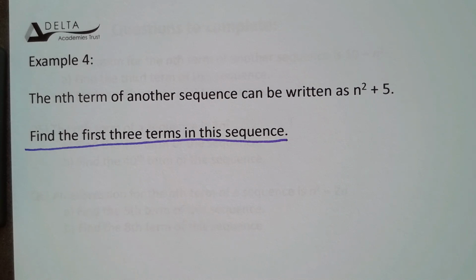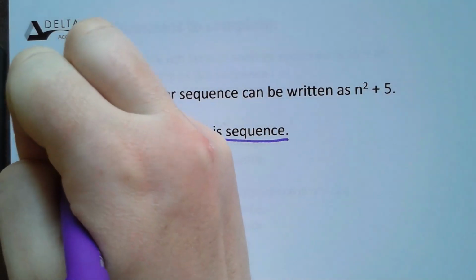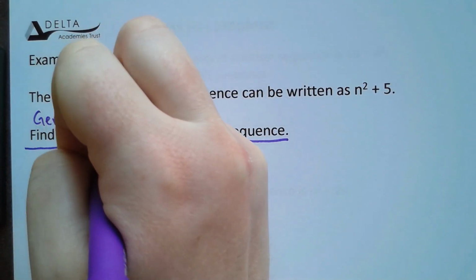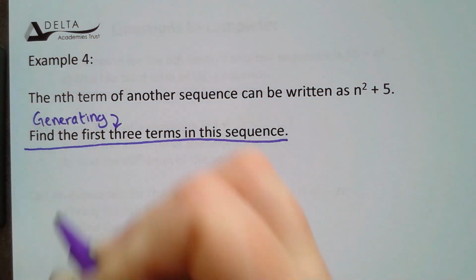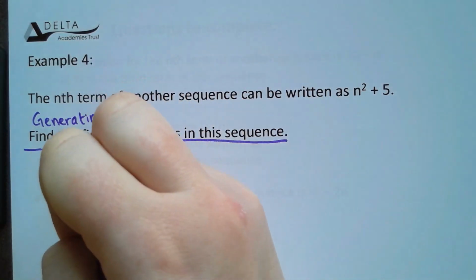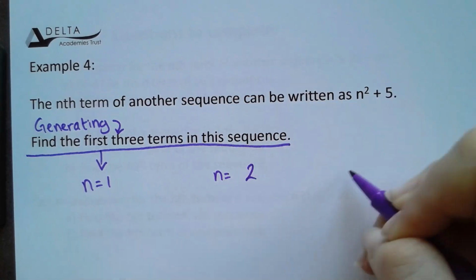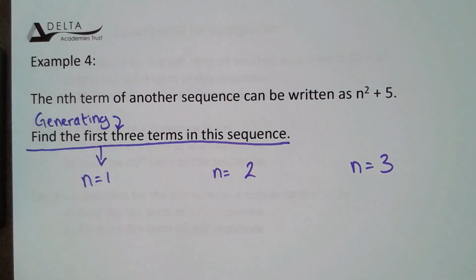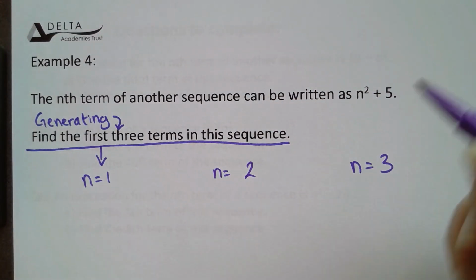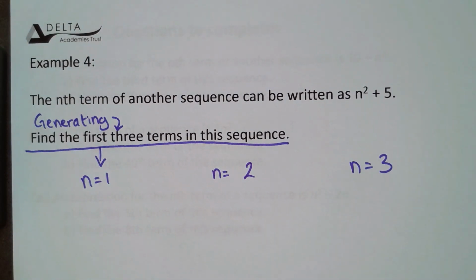Okay, what we're doing here is actually generating the first 3 terms of the sequence. It could be written in a different way, so we could be generating the first 3 terms. So the first 3 terms are when n is 1, n is 2, and n is 3. So what I'm going to be doing is substituting each one of these in turn.